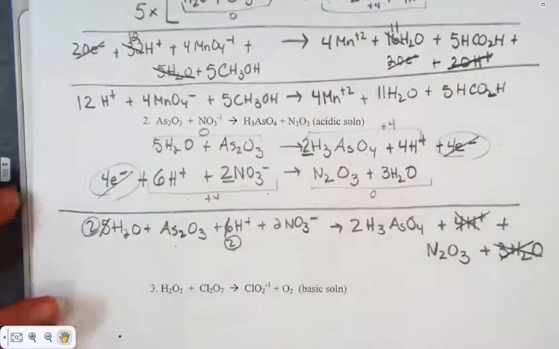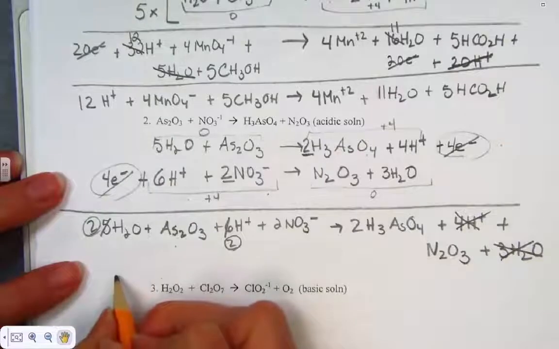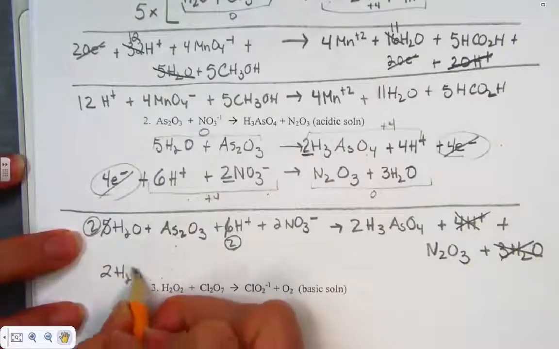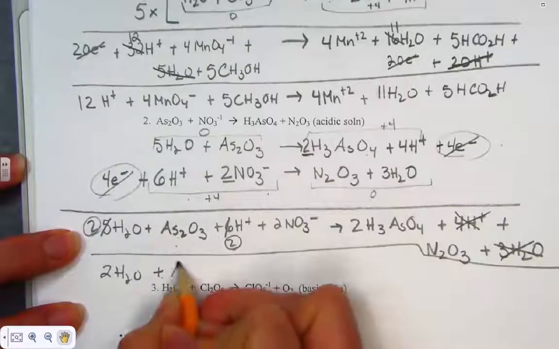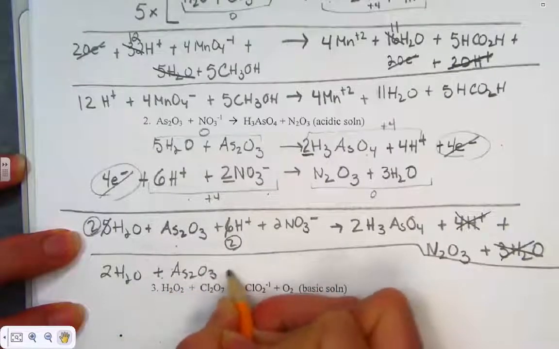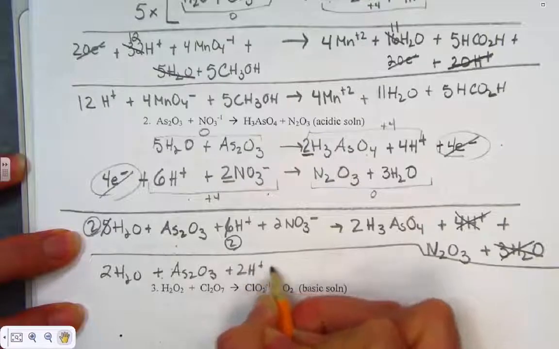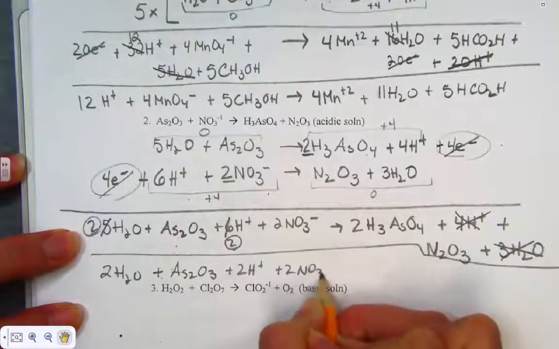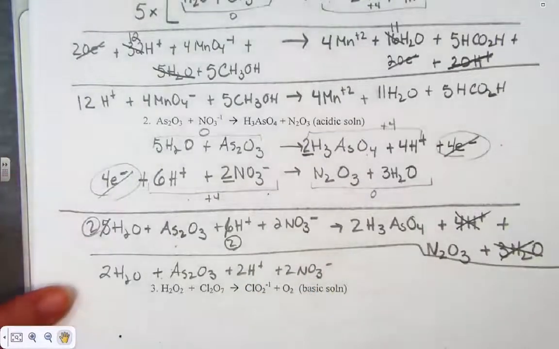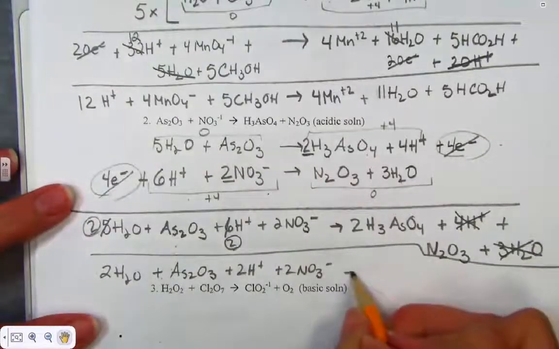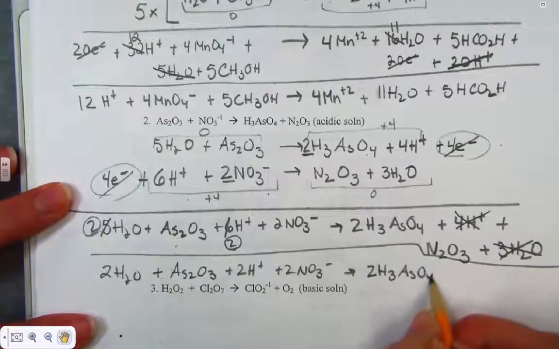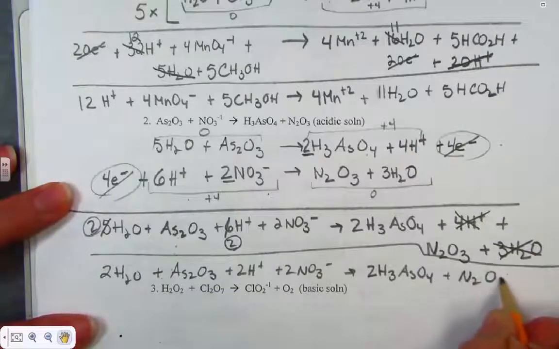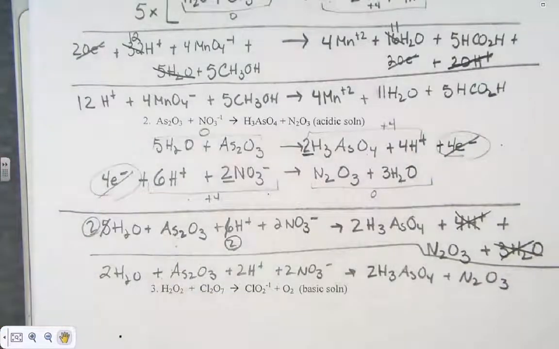So just to clean it up, making it a little bit easier to grade: 2 H2Os plus As2O3 plus 2 protons plus 2 nitrates yields 2 H3AsO4 plus N2O3.